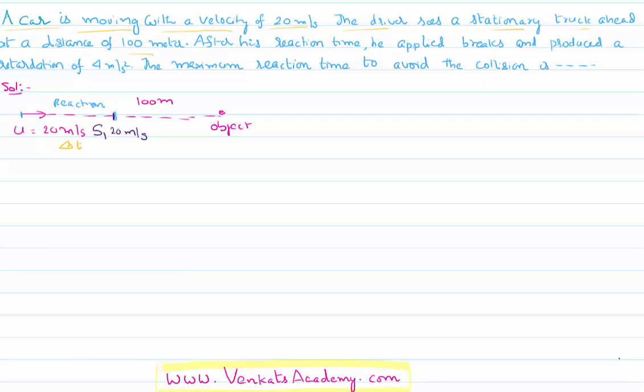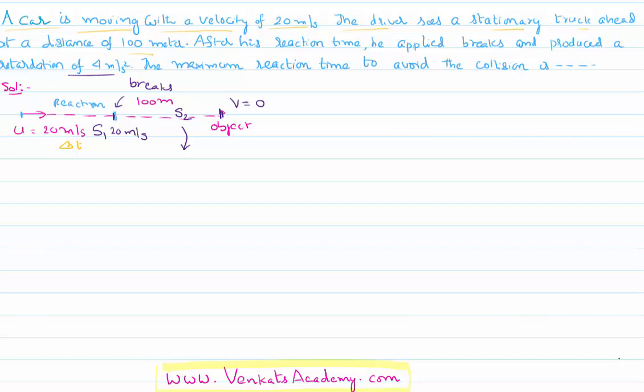Then he starts applying the brakes here. Once he applies the brakes, it is given that the car will get a retardation of 4 meters per second square. Not to hit this object, finally the car has to stop. His final velocity has to become 0. So let us talk about the second portion first. He has applied a brake, retardation is there, and after covering a distance s2, the car has stopped.